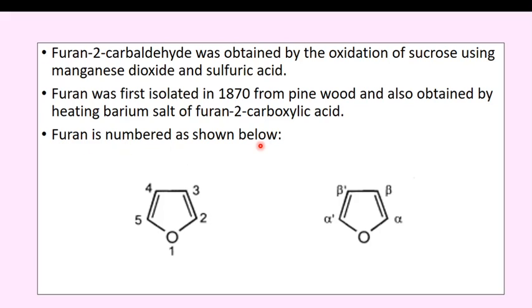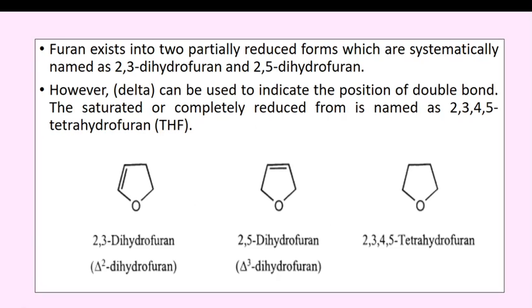Furan is numbered as shown below. So if we are going to give the numbers, the furan is numbered first position at oxygen, then second, third, fourth and fifth position. If we are going to give numbering with alpha and beta, then second position is alpha, then fifth position is alpha dash, and third position is beta, and fourth position is beta dash. So this is a very important point, how to give the numbering for the structure of furan.